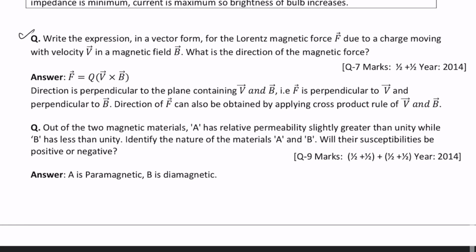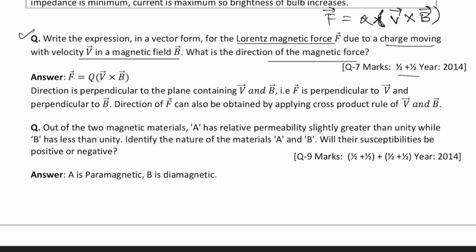Write the expression in vector form for Lorentz magnetic force F due to the charge moving with a velocity v in a magnetic field B. This is just the expression. It carries half marks for writing this expression, and half marks for explaining the direction. So the Lorentz force is equal to charge, which is a scalar quantity, times velocity cross the magnetic induction vector. This is the Lorentz force, correct?